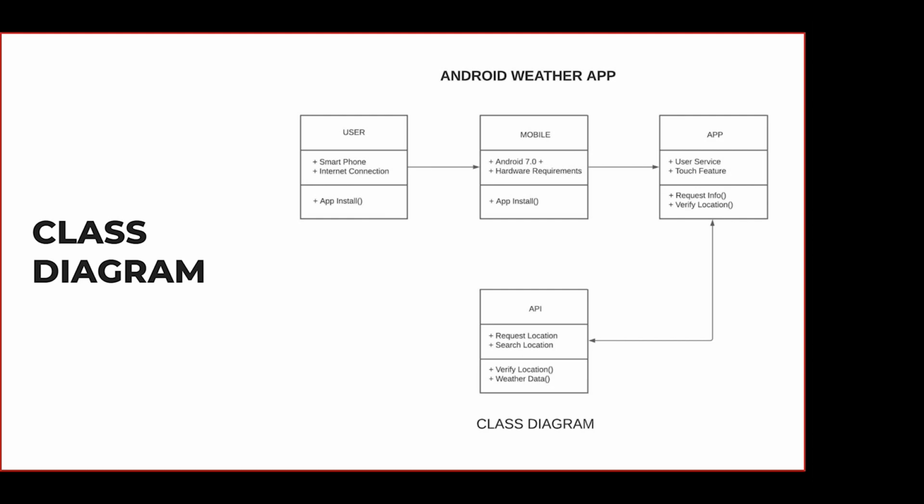Here basically we have four main classes for the project. The app module deals with requesting location and verifying the user entered location, and the API module will fetch the data of that location.